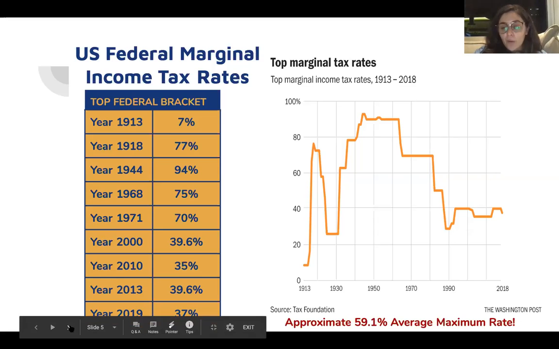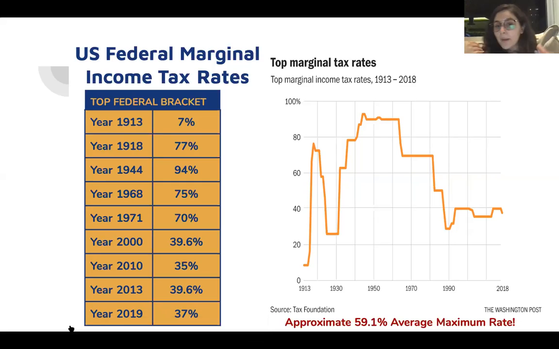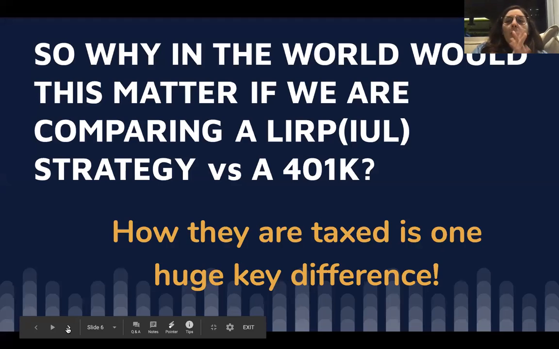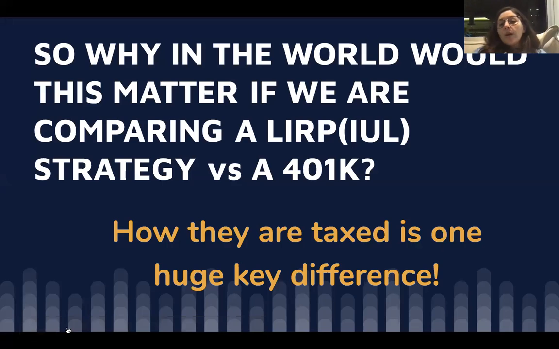Just as I tell my clients, it doesn't make sense that right now the stock market is just going up and up and no one's working. Something similar to that. So why in the world will this matter if we are comparing an IUL strategy versus a 401k? How they are taxed is one huge key difference.